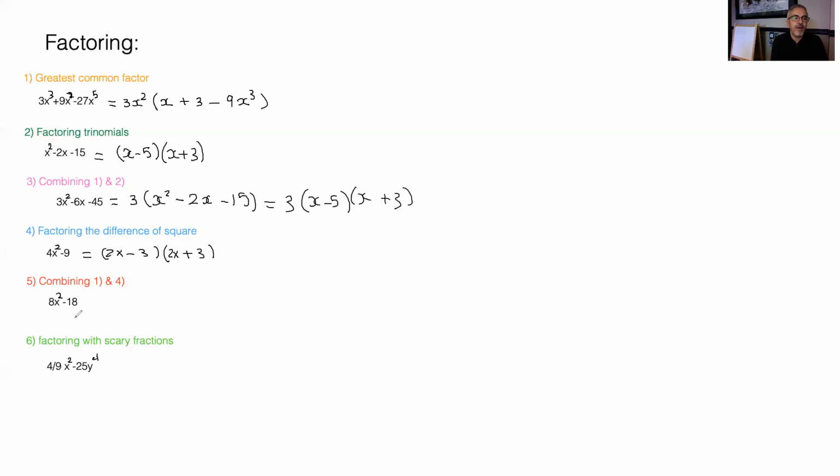Next, combining 1 and 4. So the greatest common factor and difference of squares. So here, if you look at the greatest common factor, 2 goes into both of these terms. So I'll write 2 brackets. I'm going to get 4x squared minus 9. And then I just carry through with the 2 to my answer and open two sets of brackets, because this is the difference of squares. Obviously, as a matter of fact, this is exactly this. So I'm just going to copy the answer from the top.